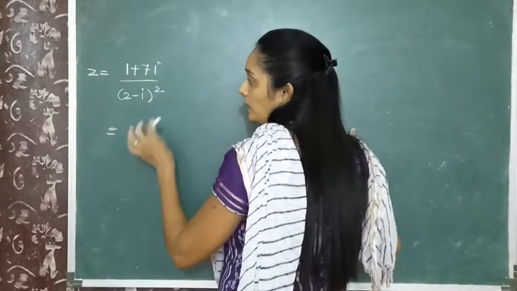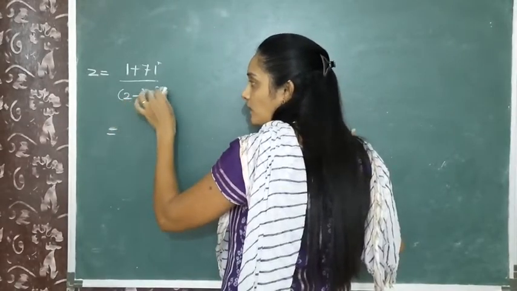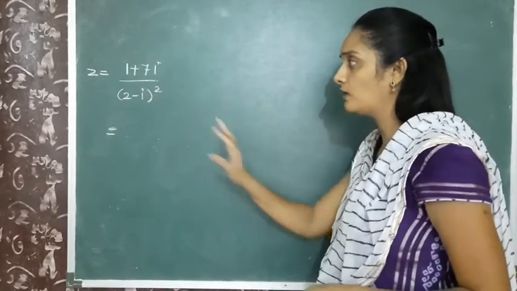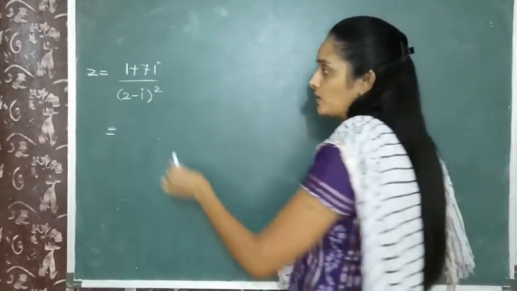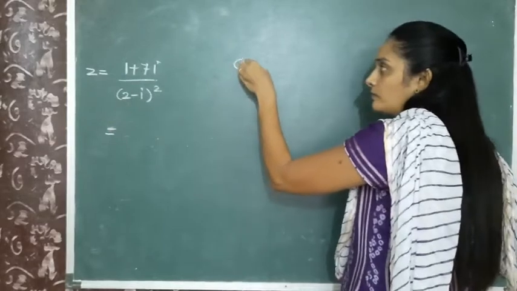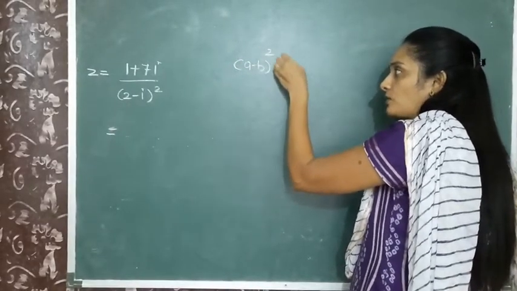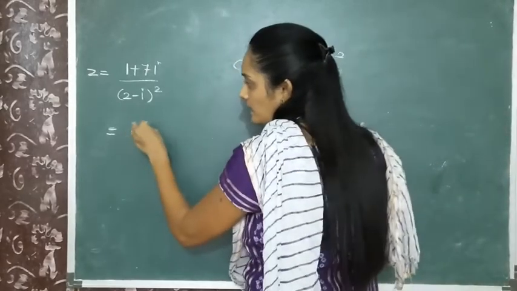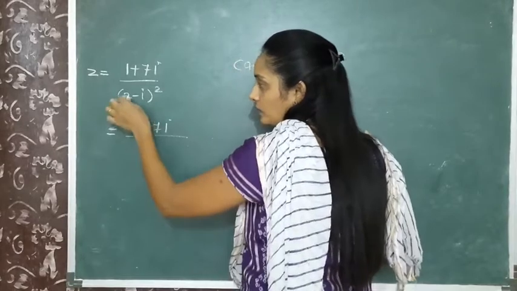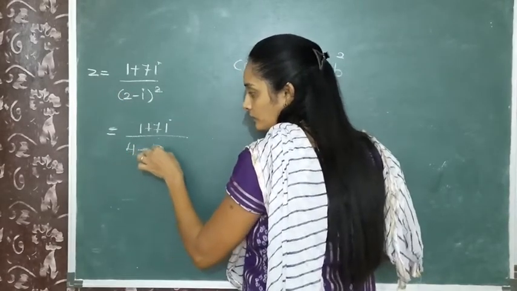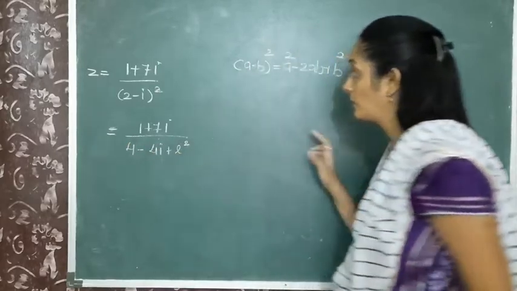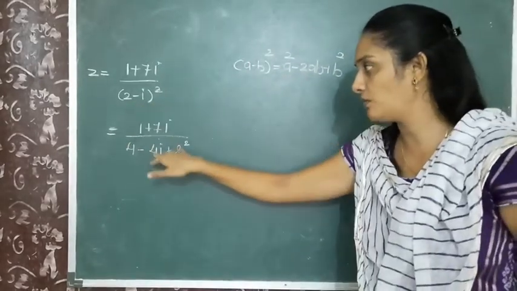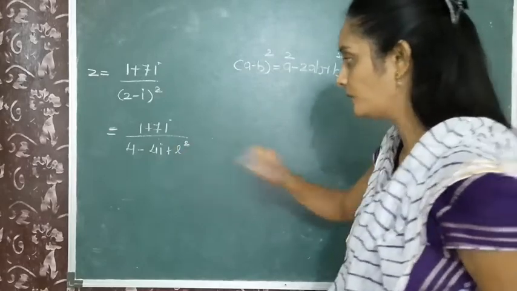Our question is to express the following in standard form. Here in the denominator we have 1 minus i whole square. So first we have to expand, or remove the square. So we can use the formula a minus b whole square. Now the numerator is as it is. a square minus 2ab, so 4i, plus b square, so i square.